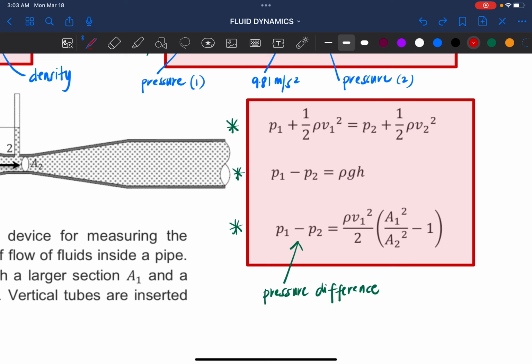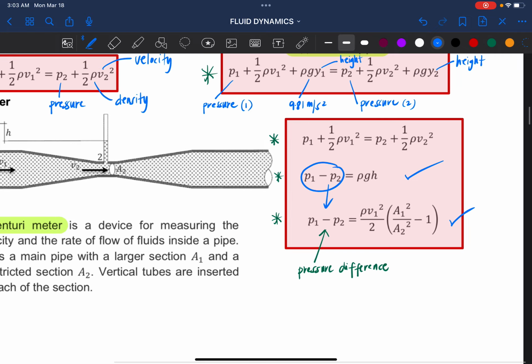Pero since meron kayo nakagiven na cross-sectional area, ito na yung gagamitin natin. Yung formula number 3. And para makuha natin yung pressure difference, ito gagamitin natin. Yung formula number 2. Okay? So, sulat natin.